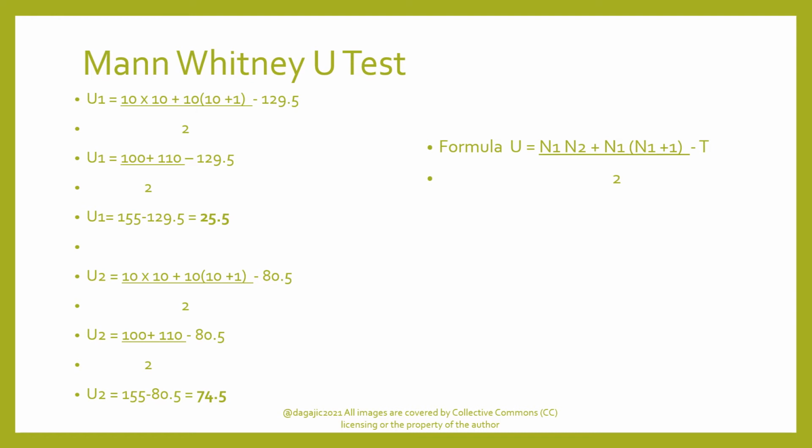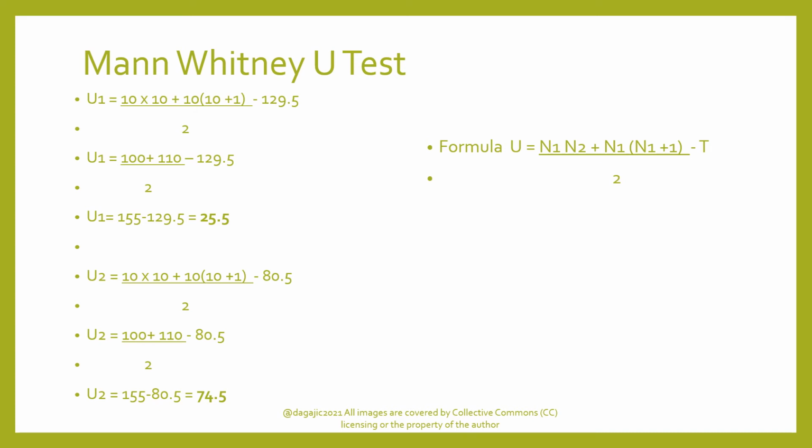So now we need to substitute some values into that formula. Now we had 10 males, so N1 is 10, and we also had 10 females, so N2 is 10 as well. So the first thing we do is always the brackets, so 10 plus 1 is 11, 10 times 11 is 110, 10 times 10 is 100, so we've now got 100 plus 110 divided by 2 minus 129.5.